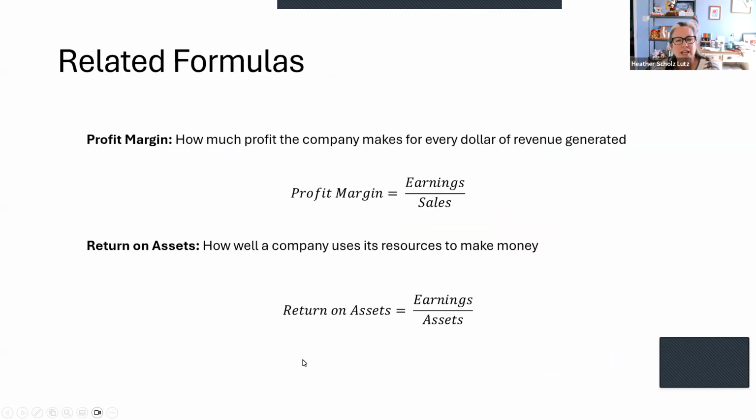All right. So the general concepts that we're going to use in terms of formulas for this are the profit margin and the return on assets. The profit margin looks at how much profit the company makes for every dollar of revenue generated. You can see it's calculated by your earnings divided by sales. The other measure that we're going to use is return on assets. It's another financial term that we often use on the purchasing or sourcing side of a company, and it looks at how well a company uses its resources to make money. That's going to be your earnings divided by your assets.